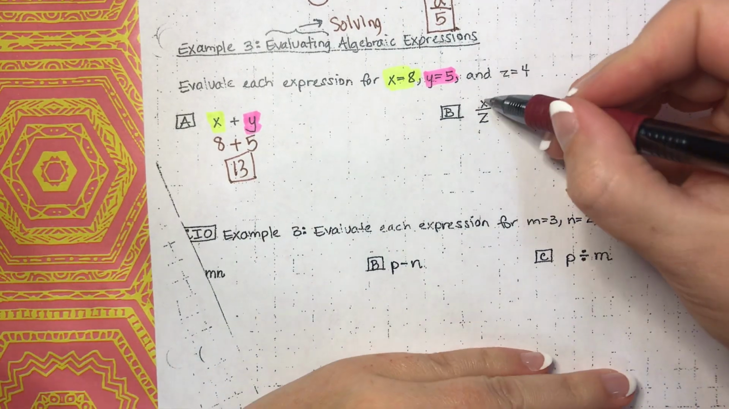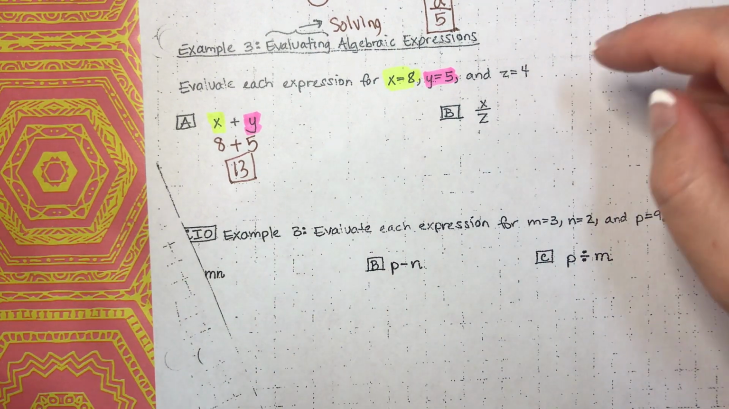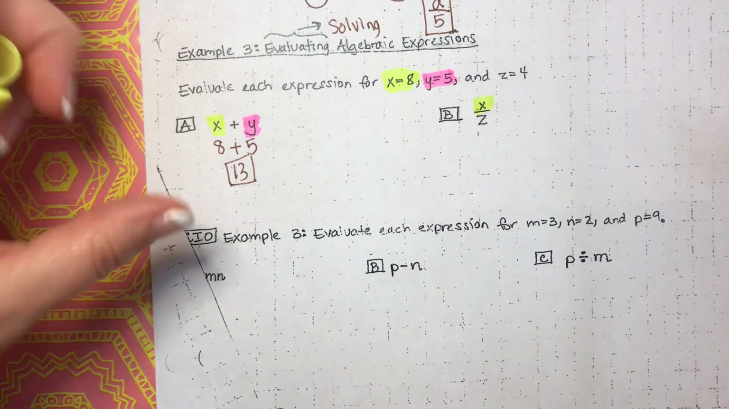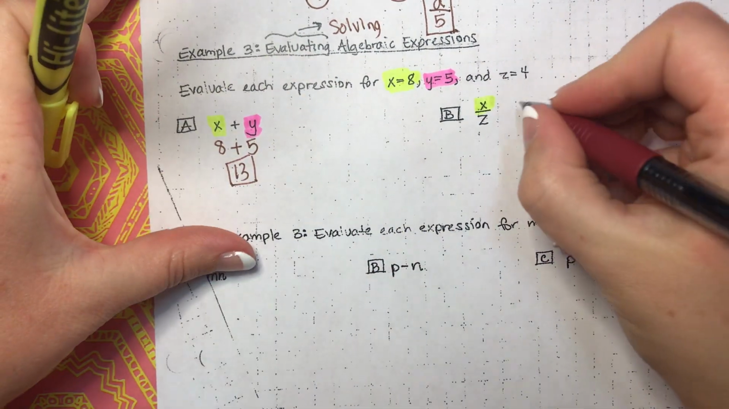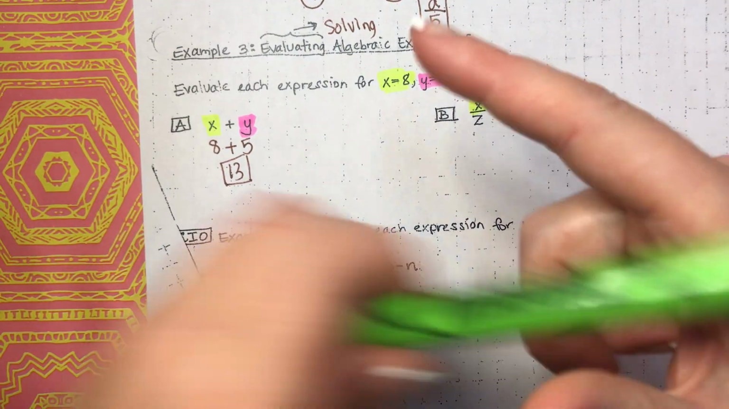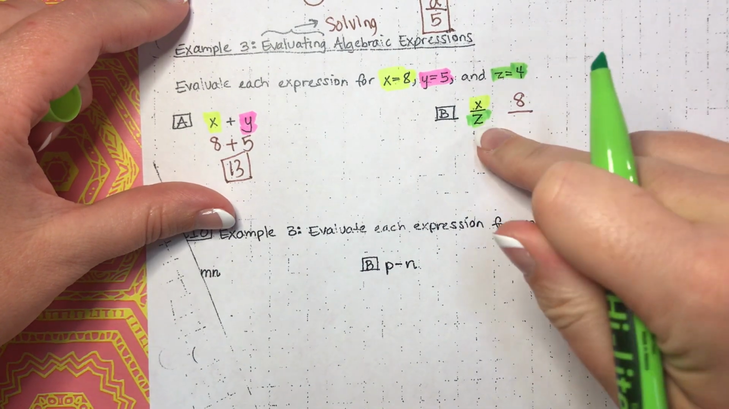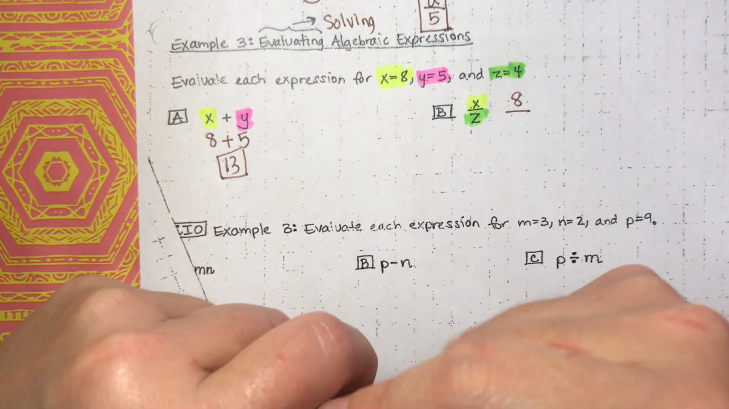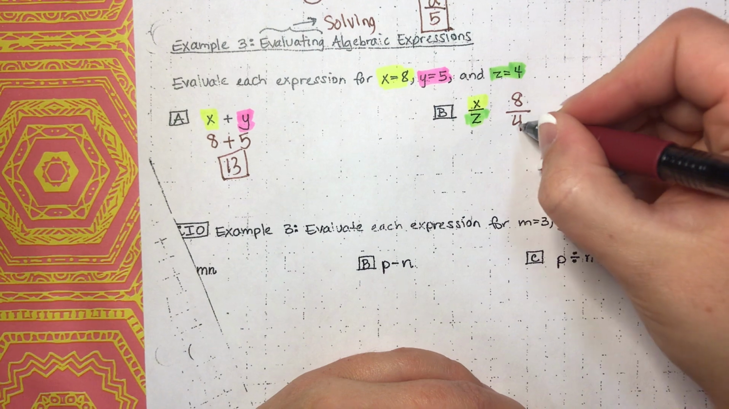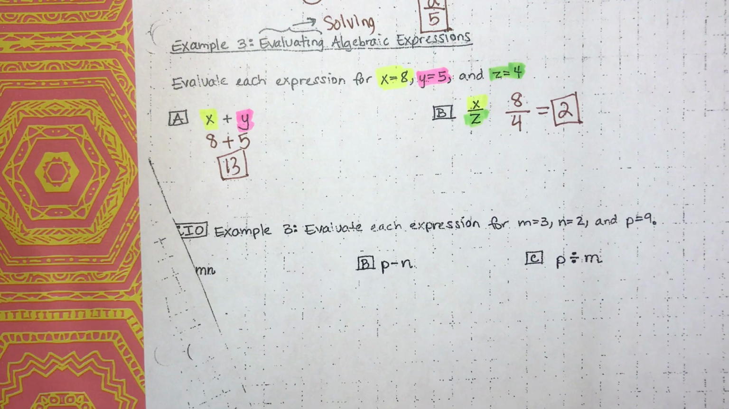Here we have B. We have x over z, or x divided by z. That's what that means. So here I see an x, and from the last question, we know that x equals 8. So I'm going to have 8 divided by z. Well, what does z equal? z is the same thing as 4. So instead of writing a z right here, I'm going to substitute that value of 4 in. And I really have 8 over 4, 8 divided by 4, which is just the same thing as 2. And there you go. There's my answer.